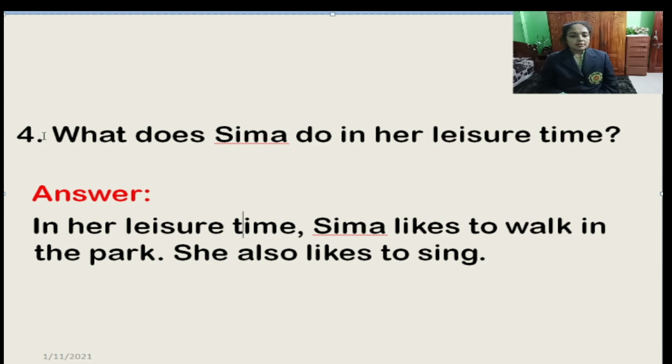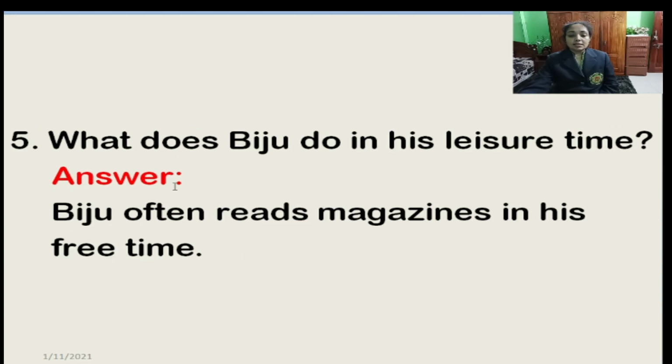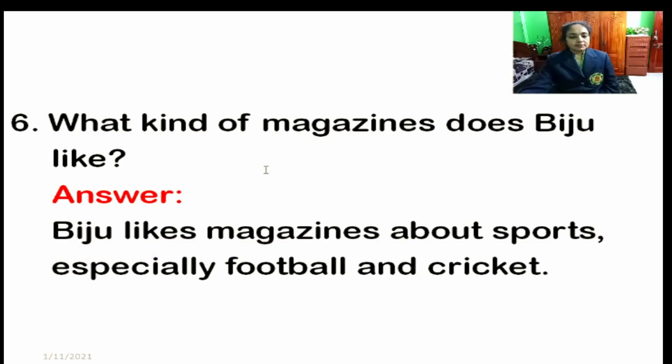Question number 4. What does Shima do in her leisure time? Answer can be written like this. In her leisure time, Shima likes to walk in the park. She also likes to sing. Now 5. What does Biju do in his leisure time? Answer. Biju often reads magazines in his free time. Next question is, what kind of magazines does Biju like? Answer. Biju likes magazines about sports, especially football and cricket.